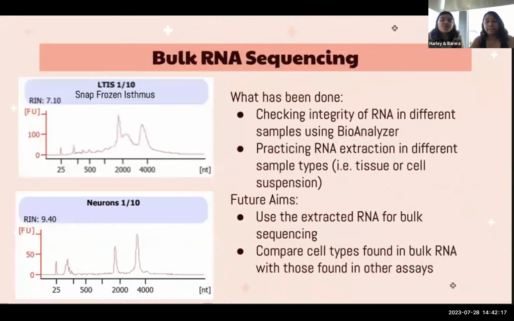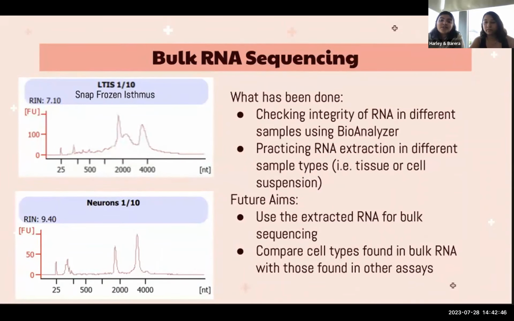The next thing we worked on was bulk RNA sequencing. As said before, we wanted to do the bulk RNA sequencing to detect the presence of markers in the whole tissue to ensure we were getting positive results in the single cell sequencing. The bulk sequencing process is very long, and so far we have been checking the integrity of our samples. So one worry that we had was that as we process the samples, they would degrade too much and we wouldn't see optimal results. We checked the integrity of the samples by extracting the RNA and checking the RIN score.